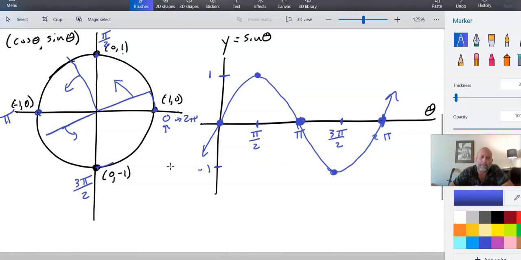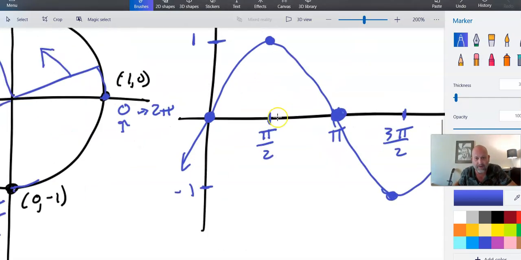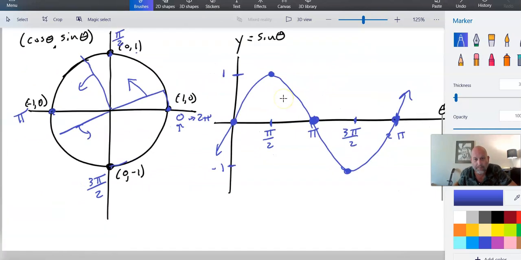So now, let's see if we can do the exact same thing. Oh, you know what? That was the other thing I wanted to talk about. There's one other thing real quick before we switch over and do the same thing with cosine. I want to talk about the domain and the range a little bit.